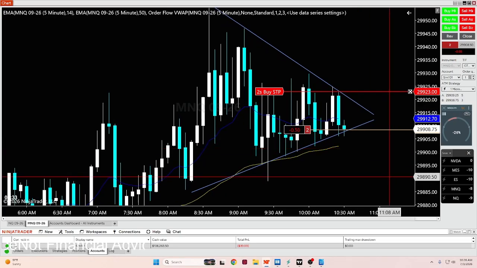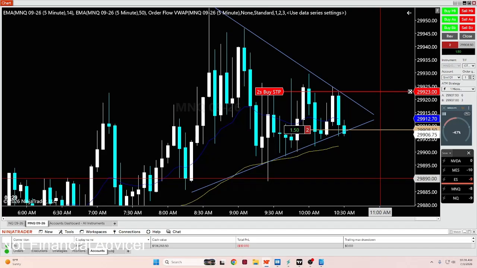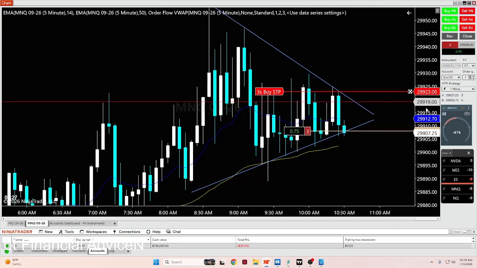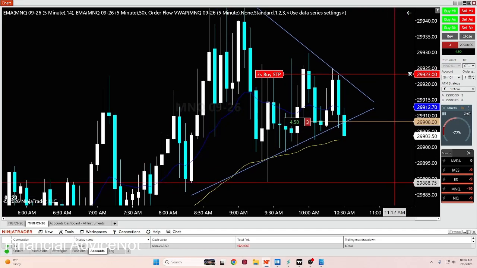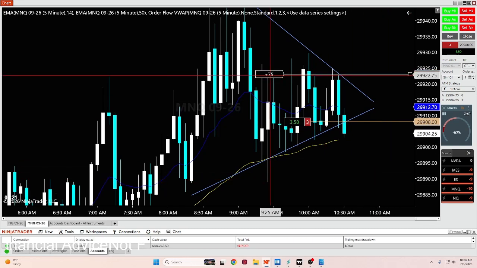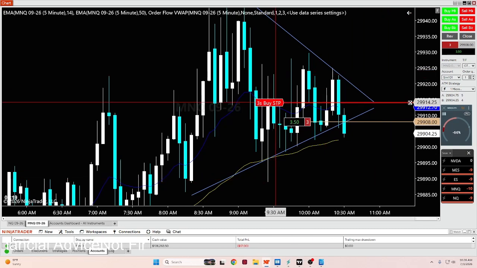This 5-minute is looking good for a flush down. Yep, I'm going to add 1 more right there. So we're in 3 micros. Let's see if we can get our hamburger money back. Put your stop loss above that 14 EMA.